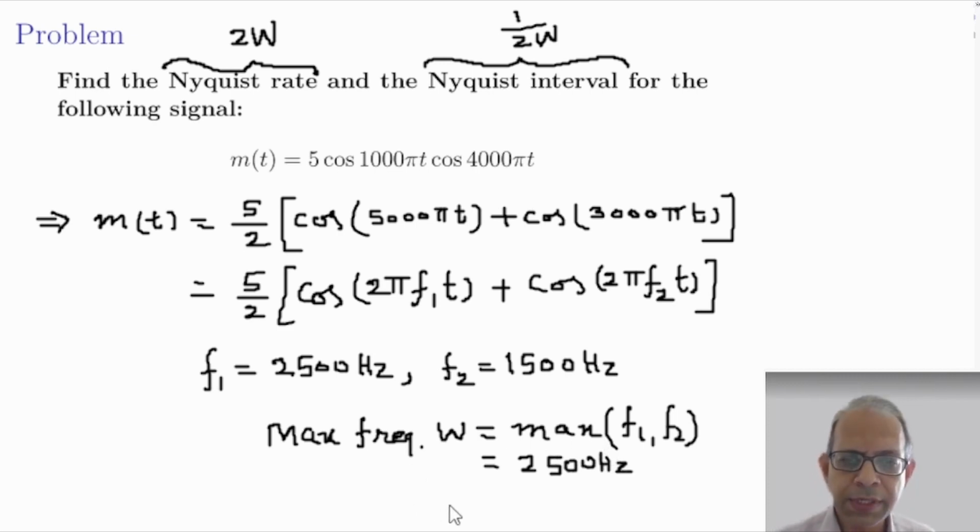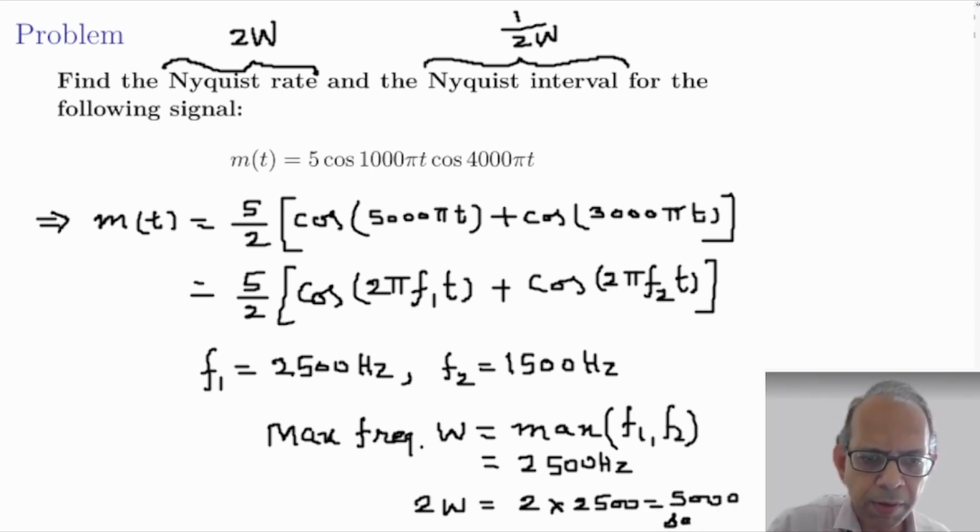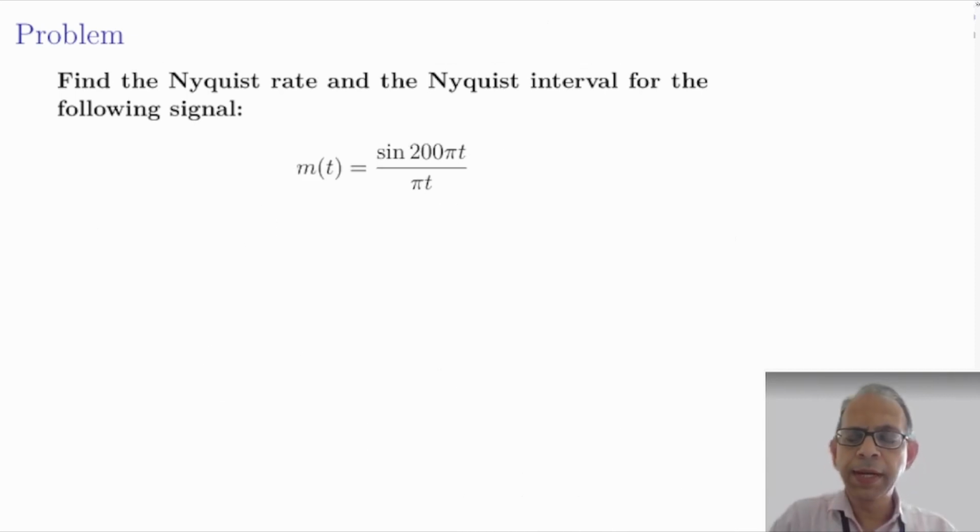Accordingly, the Nyquist rate 2W is equal to 2 times 2500, equal to 5000 samples per second, and similarly 1 by 2W is equal to 1 by 5000, that is 1 by 5 into 10 to the power minus 3, that is 0.2 milliseconds. Let us look at the next problem.